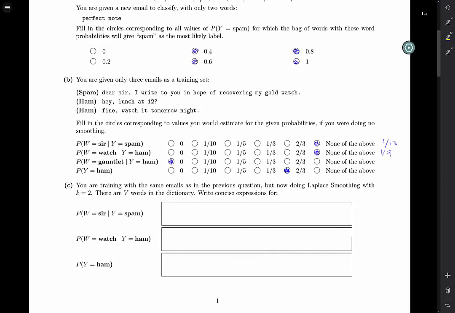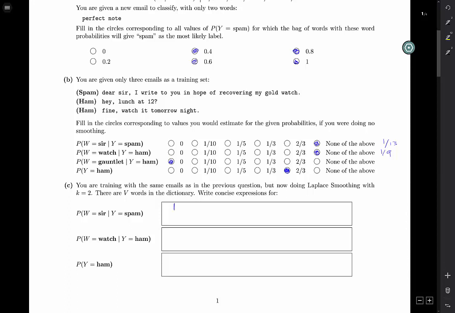On this part they're saying you're training with the same emails as in the previous question, but now you're doing Laplace smoothing with k equals 2. There are v words in the dictionary. Write concise expressions for each of the following. So first let's write the original probability. The probability that w equals sir given y equals spam: how many sirs are there? There's going to be exactly 1.